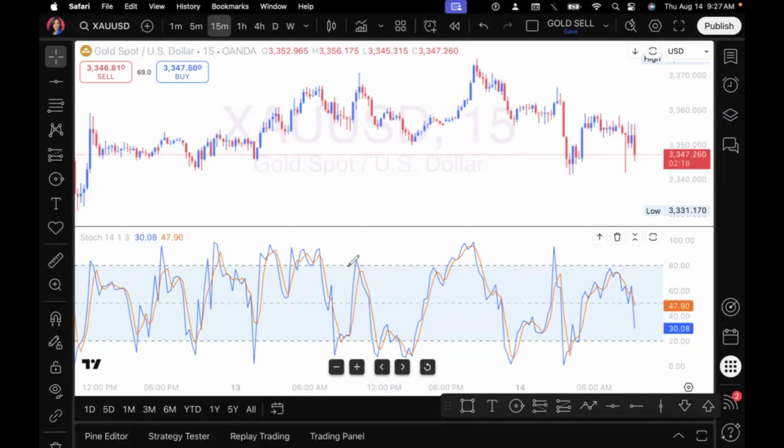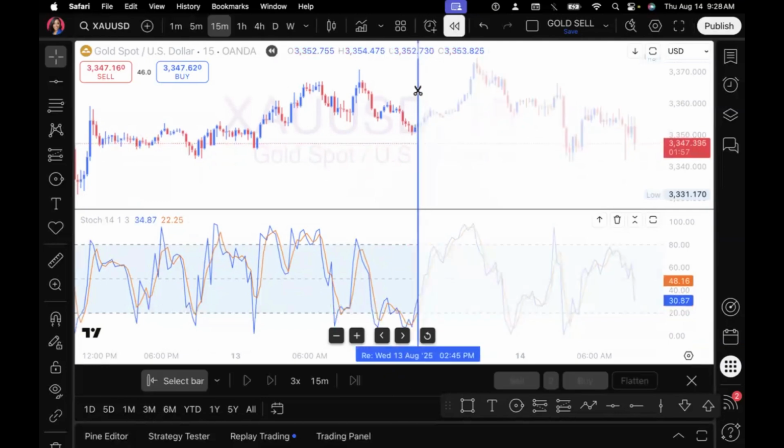Or you can ask, has it crossed below 80? Has it crossed below 50? And has it dropped below 20? Now, what you will notice is, let's look at a buy example first, and I'm going to show you the perfect entry and exit for this particular trade. So let's put the chart in replay mode, and we are going to come here.